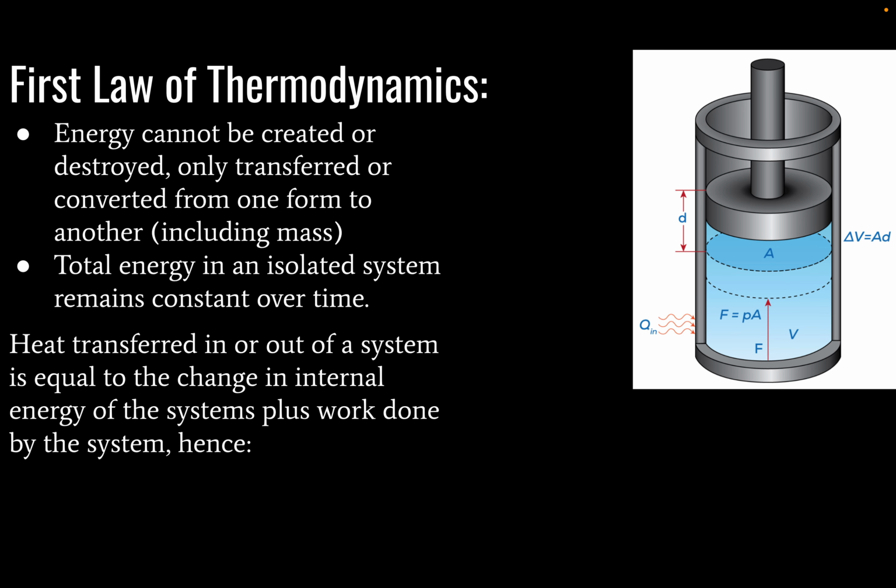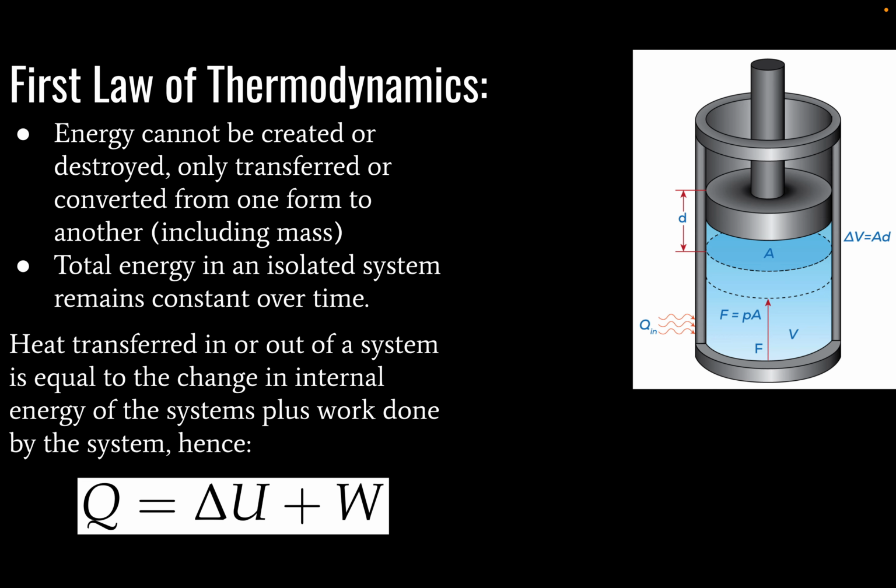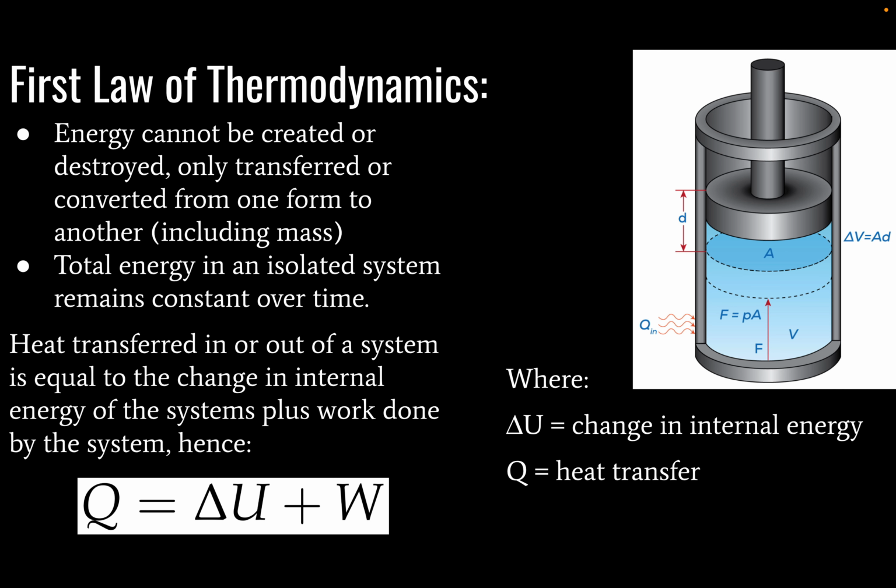Heat transferred in or out of a system is equal to the change in internal energy of the system plus work done by the system. Hence, Q is equal to delta U plus W. And this equation is nonsense until we carefully define our variables. So delta U is a change in internal energy, Q is equal to heat transfer, and W is equal to work done.